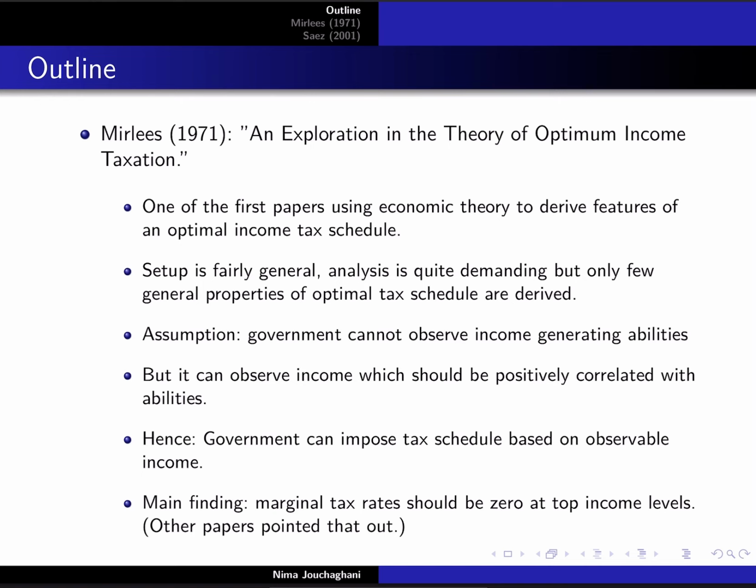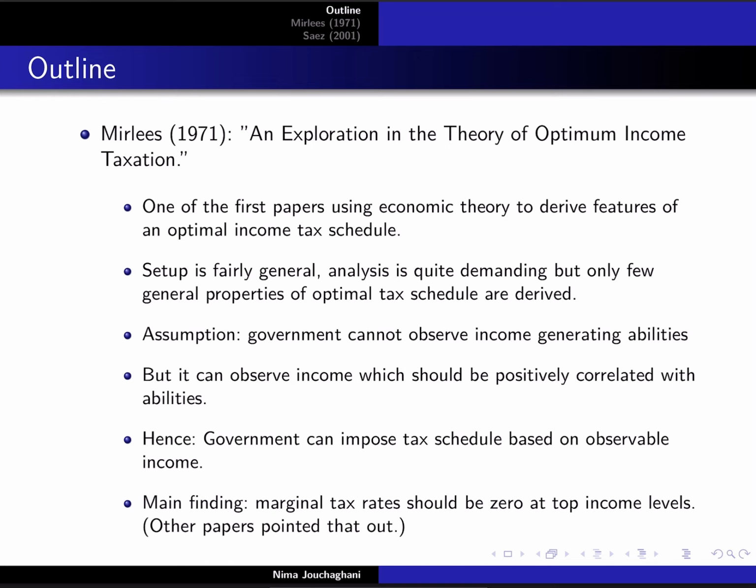A key assumption here is that the government cannot observe income generating abilities. So the government cannot observe the talent or the skill of people, which makes people actually earn higher incomes, because it should be correlated. But it can observe income, and as I just said, income should be positively correlated with abilities. People who have higher ability should, on average, of course, have higher income than people with lower ability, if you can pin it down to a one-dimensional ability parameter, but I guess it's a good approximation.